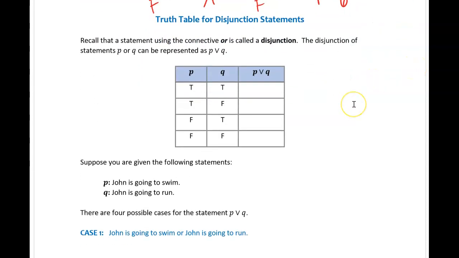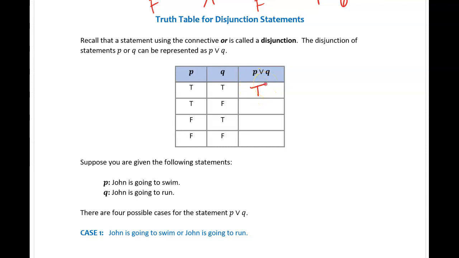Truth table for the disjunction statement. Recall that a statement using the connective "or" is called a disjunction. The disjunction of statements P or Q can be represented as P or Q. Here, if P is true and Q is true, then the statement P or Q is true.